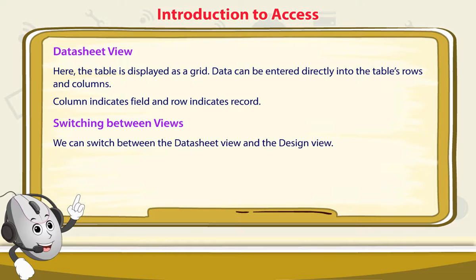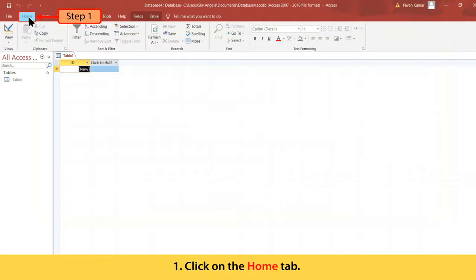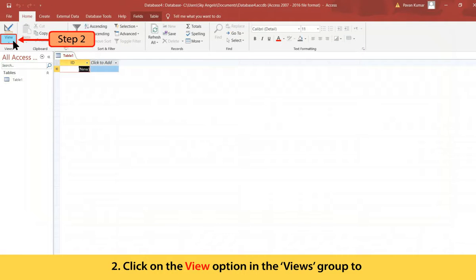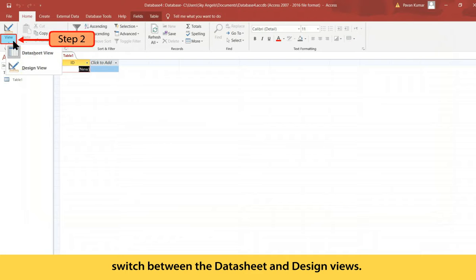Switching between views. We can switch between the datasheet view and the design view. Follow these steps to switch between the views. 1. Click on the Home tab. 2. Click on the View option in the Views group to switch between the datasheet and design views.